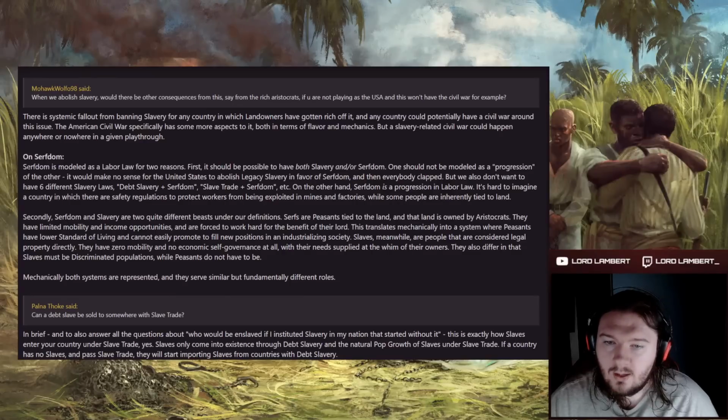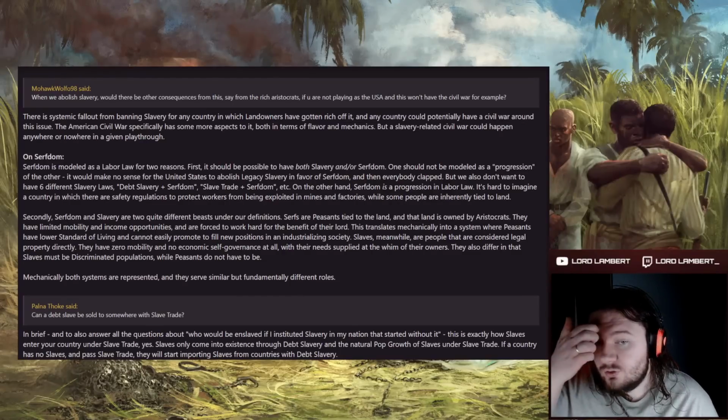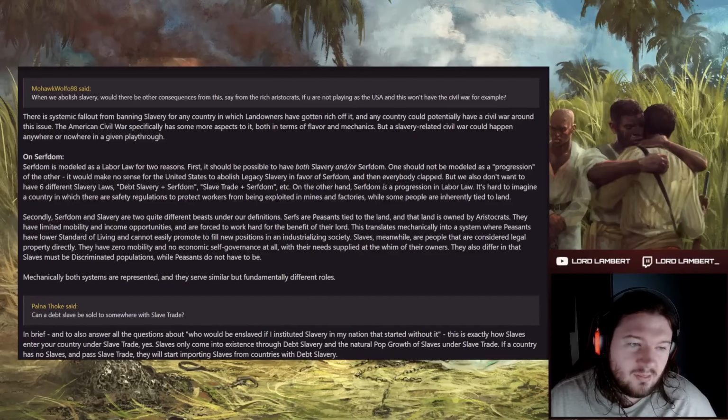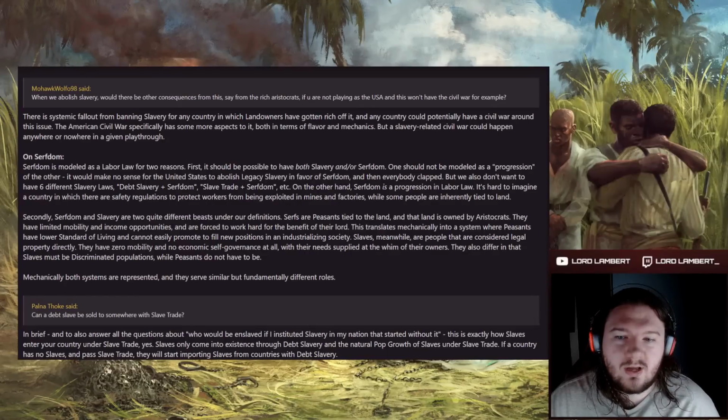On serfdom, it's modelled as a labour law for two reasons. First, it should be possible to have both slavery and or serfdom. One should not be modelled as a progression of the other. It would make no sense for the United States to abolish legacy slavery in favour of serfdom, and then everybody clapped. The bus driver specifically clapped, yeah. But we also don't want to have 6 different slavery laws, debt slavery plus serfdom, slave trade plus serfdom, etc.